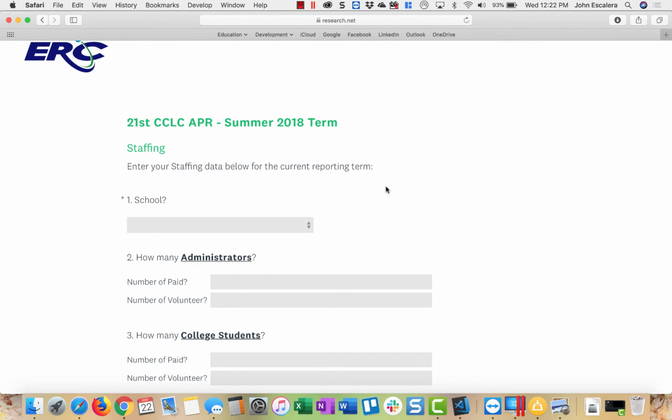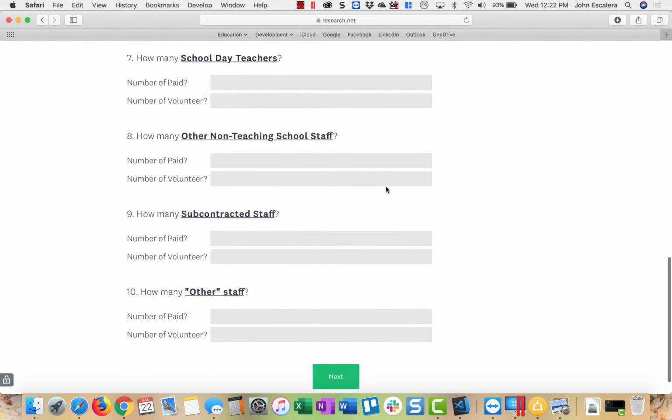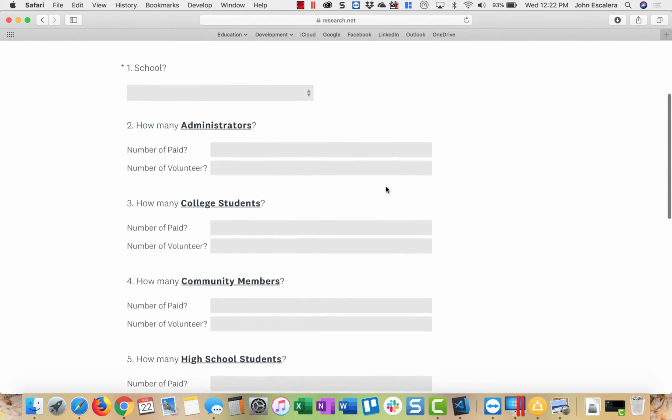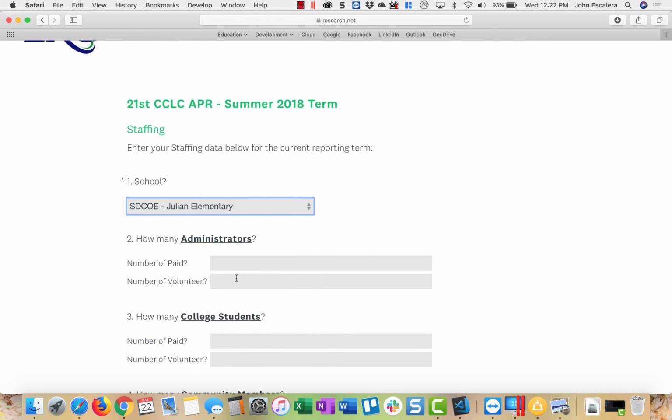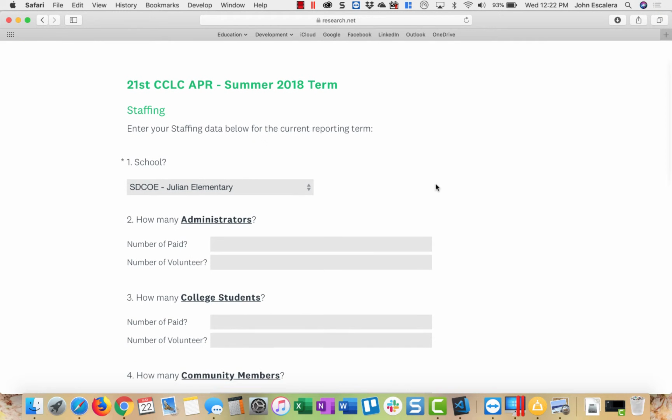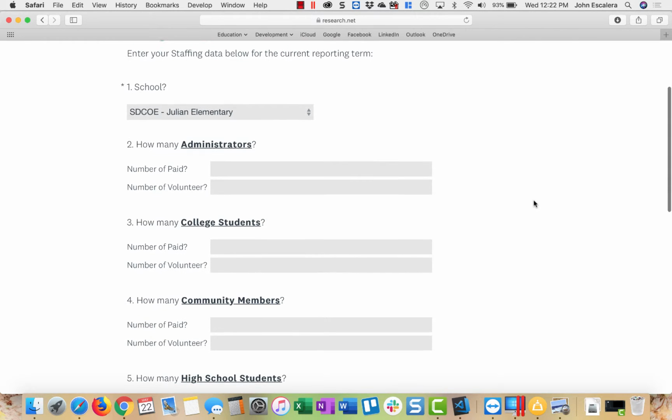Okay, so on this page, I'll scroll down a bit so you can see it. The only required piece of information for us is just the school. That way we know who's filling this out. So let's pretend that I'm from Julian Elementary. I go there, and then it wants to know how many staff members you had. In particular, what kind of staff members. So let's pretend here that this is my school, and let's say I had one administrator.